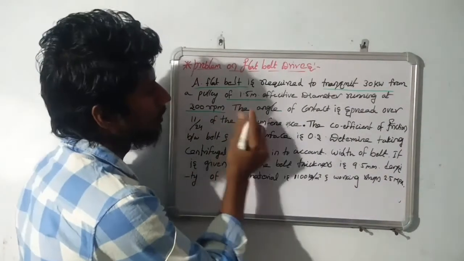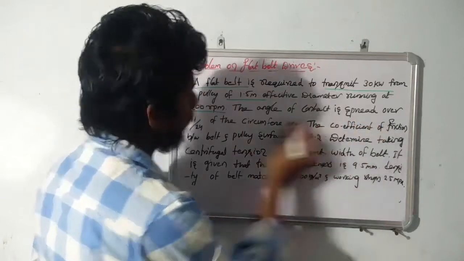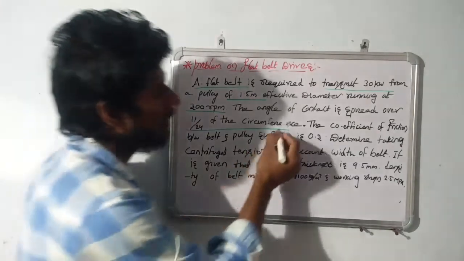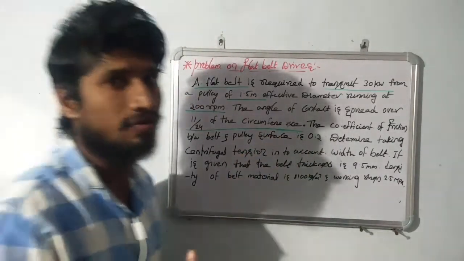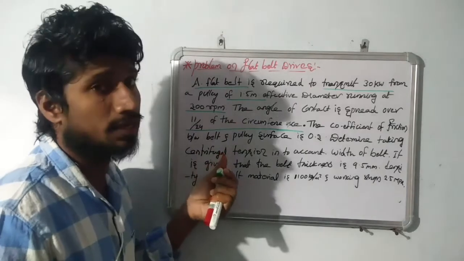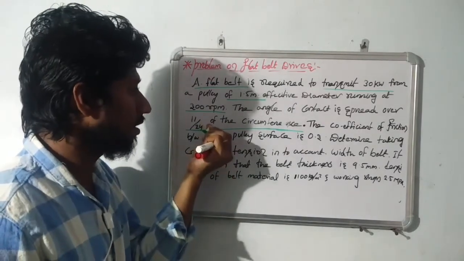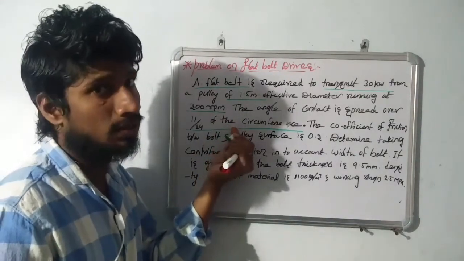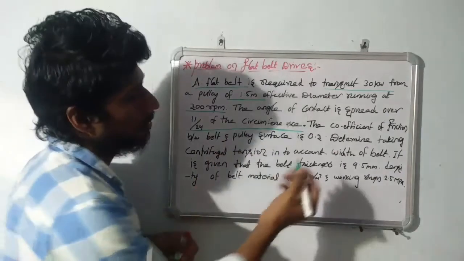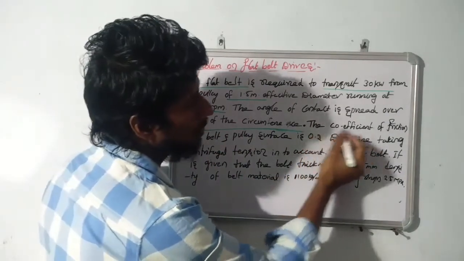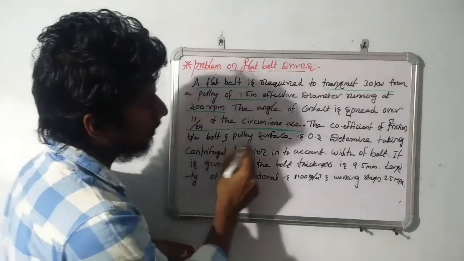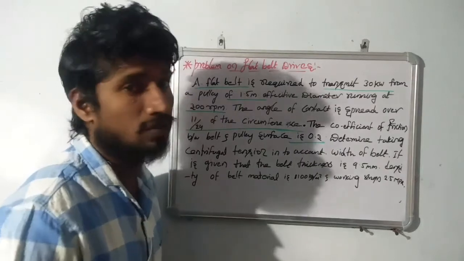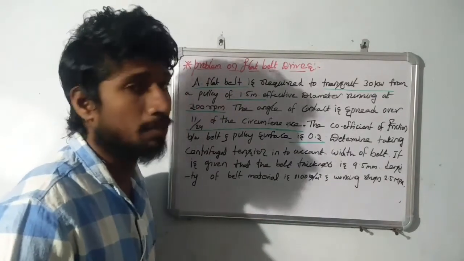And next, the angle of contact is spread over 11 by 24 of the circumference. So here the arc of contact, or angle of contact, is given with the help of the circumference condition. It is the given arc of contact value and we are converting it into degrees. Go to the next sentence. The coefficient of friction between the belt and pulley surface is 0.3. Here the coefficient of friction value is provided, that is 0.3, between the belt and pulley.